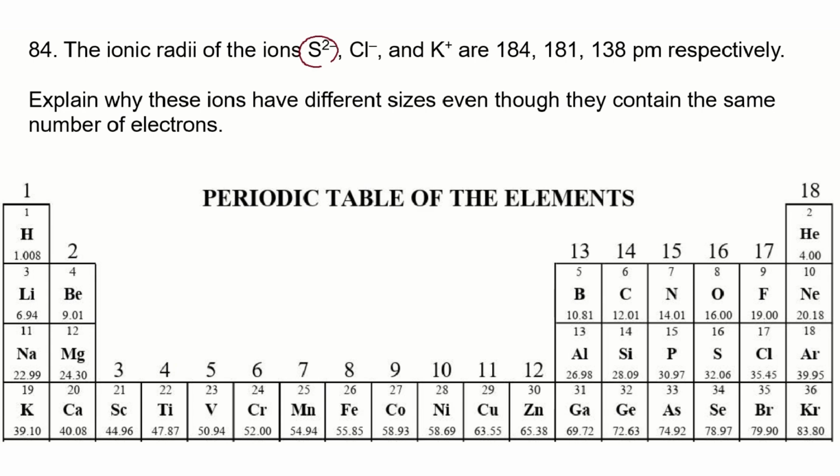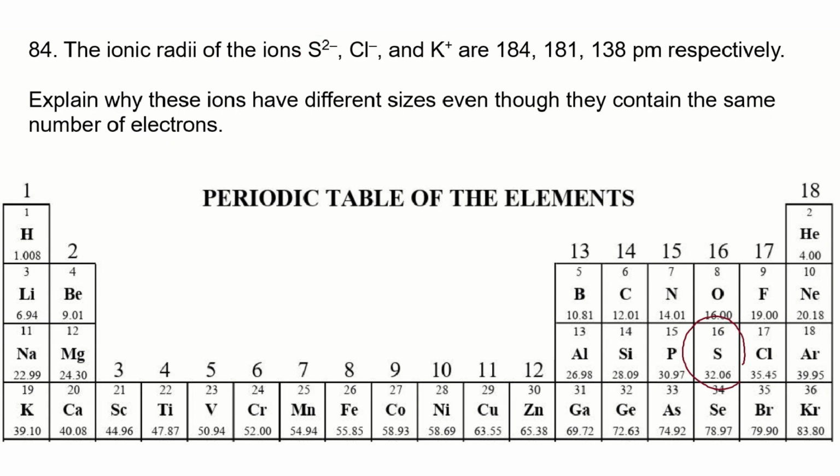The sulfide 2 negative anion, the chloride 1 negative anion, and the potassium 1 positive cation all have the same number of electrons, yet they're all different sizes. So why is that? First, let's take a look at how these end up with the same number of electrons.